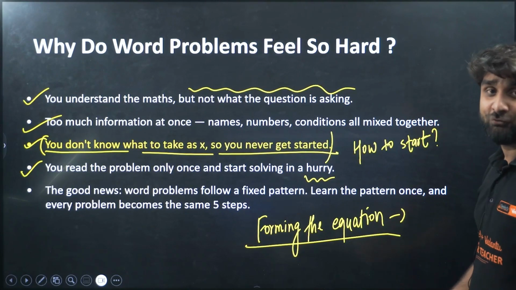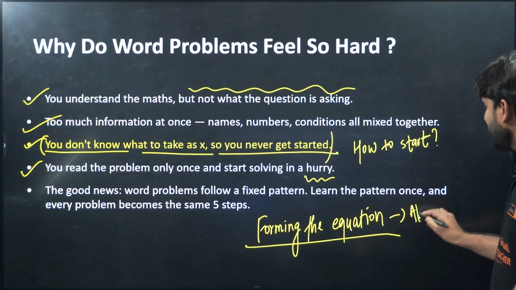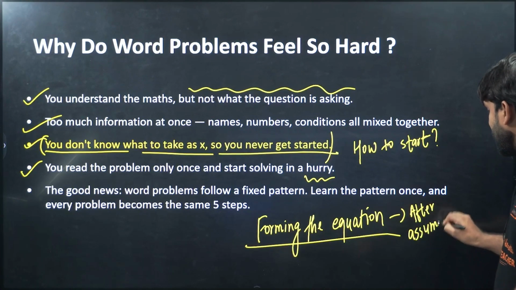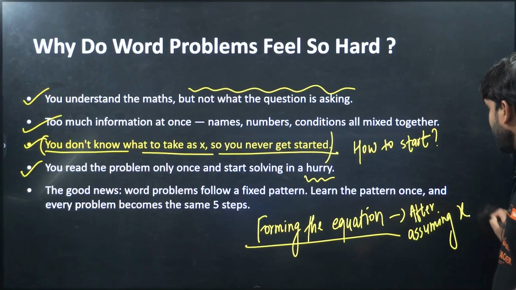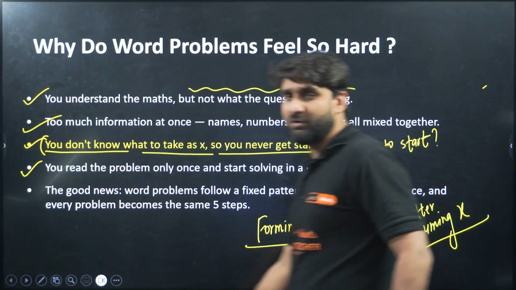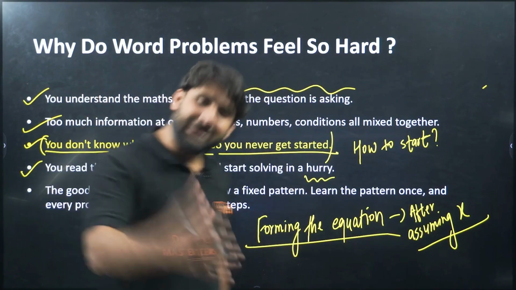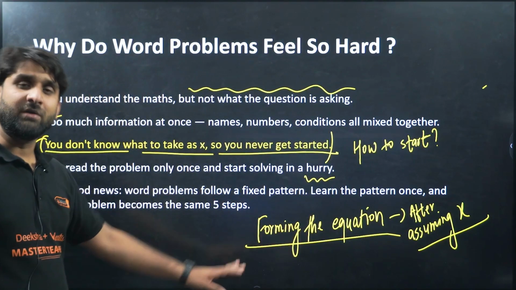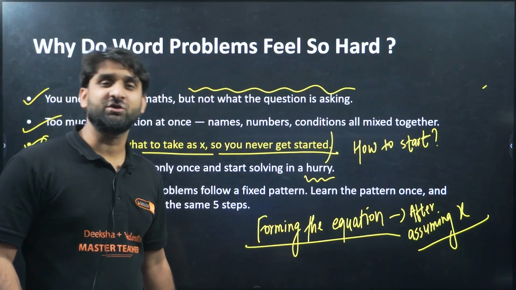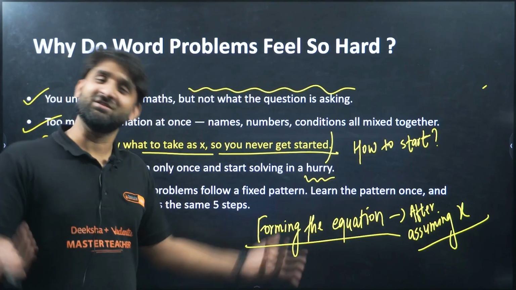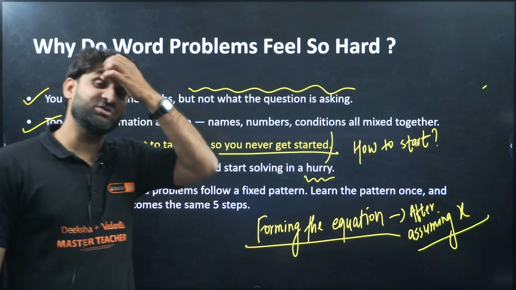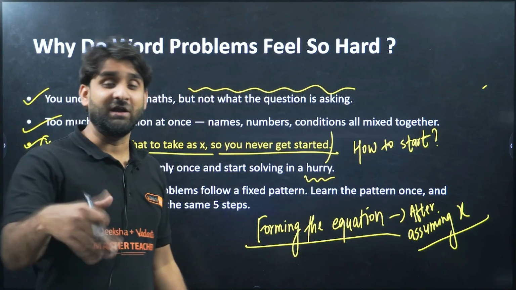How could you ensure to form the equation? After assuming x, whatever the question is asking you to find, let that be x. Then only you can write the equation. And once you have formed the equation, only mathematical calculation will be there: substitution, elimination, and finding the value of x.